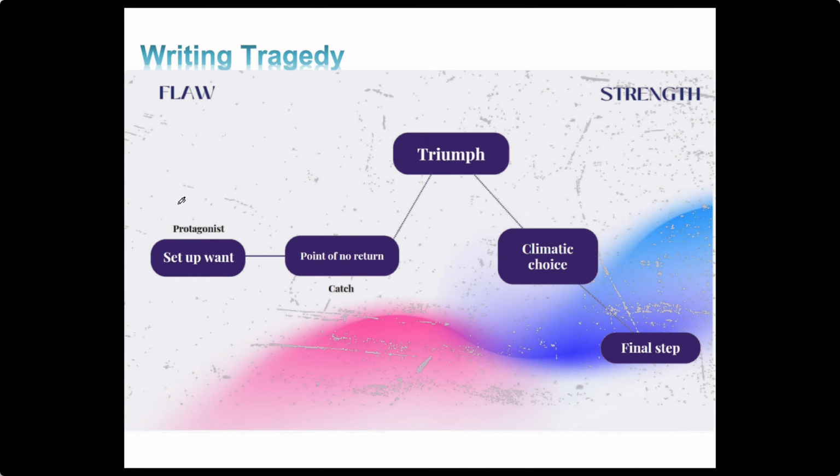Writing tragedy. Writing tragedy is simpler. 1. First, set up a want. 2. Give the character that want, but with a catch. In this case, the character will achieve the want but only halfway through the film. 3. What makes it a tragedy is that this win will lead to the character's fall at the end.